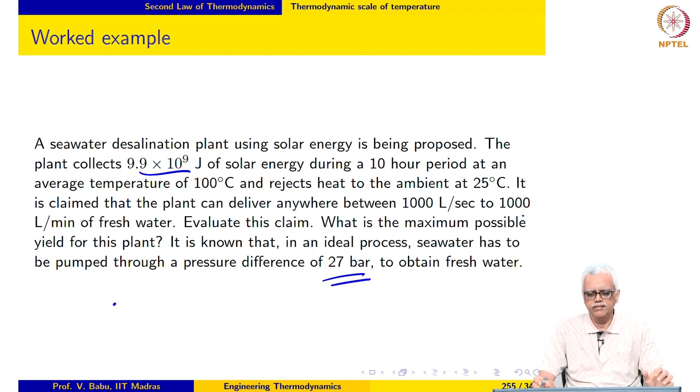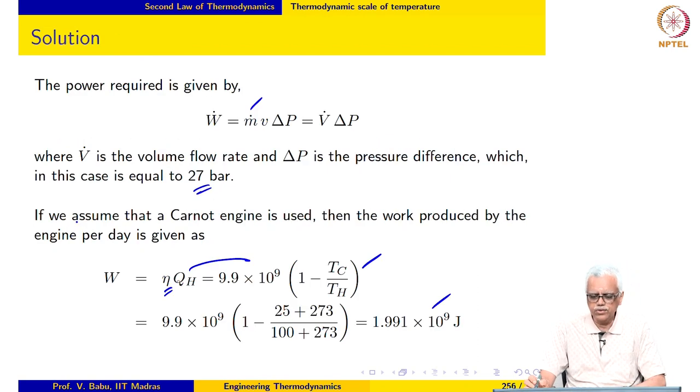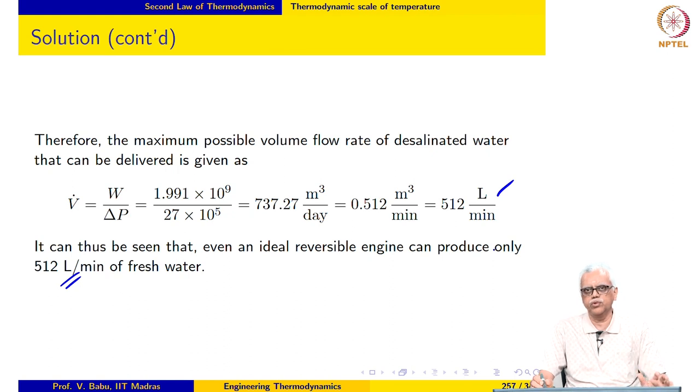Okay. So, even an ideal reversible engine can produce only 512 liters per minute of fresh water, which is quite far from, well, half of the claim that is made by the inventor. This, of course, is too high to be even plausible. This seems more reasonable. And if you use a Carnot engine, then you get half of that approximately. So, in real life, it's probably likely that the yield will even be considerably less than 512 liters per minute.